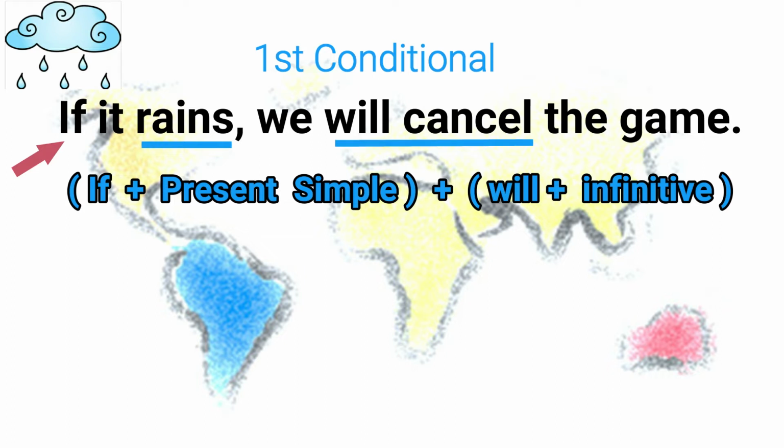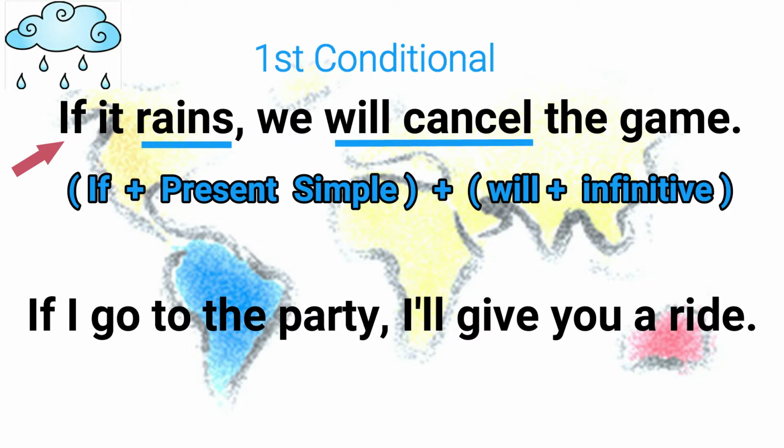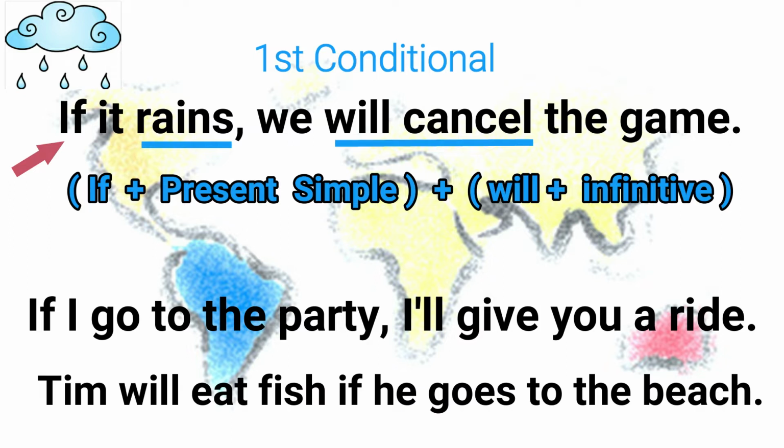Let's look at another example or two to make sure we understand the first conditional. If I go to the party, I'll give you a ride. Again, this is a possible scenario, something that really could happen. I have if and the present simple go in my action clause and will plus the infinitive give in my consequence. And finally, Tim will eat fish if he goes to the beach. You'll notice I changed the order of where my if is. However, Tim eating fish is still dependent on him going to the beach. So if is followed by present simple goes, and will is followed by the infinitive.